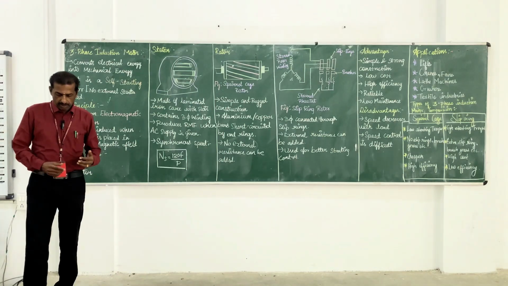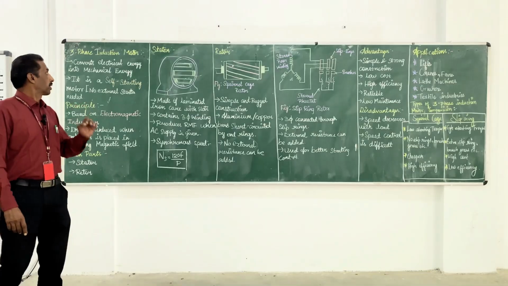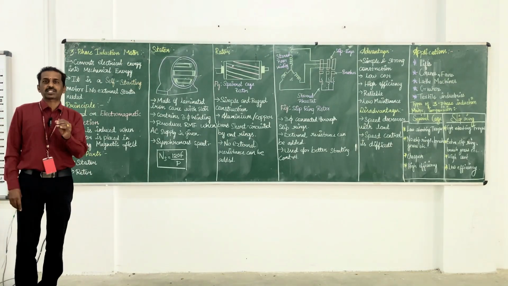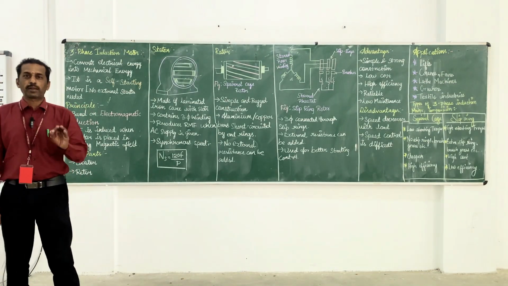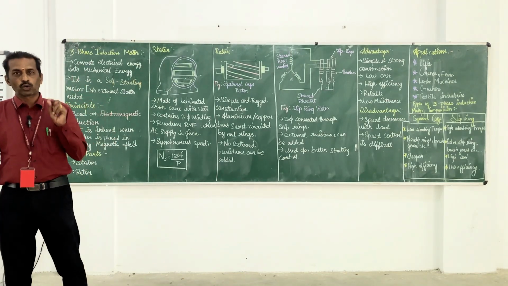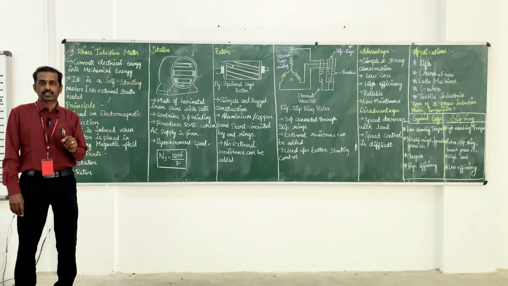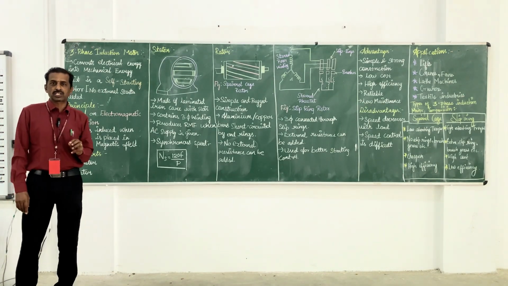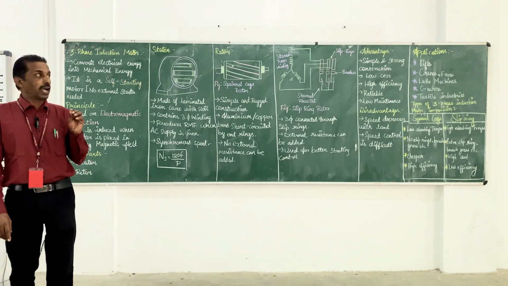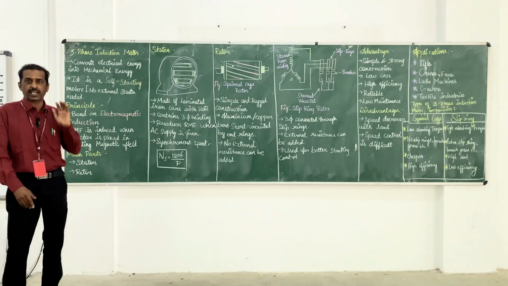Good morning. Today I am going to take up the topic of the three-phase induction motor. Generally, the three-phase induction motor has two types for the rotor side. One is the squirrel cage induction motor, and the other is the slip ring induction motor. Now I am going to discuss the three-phase induction motor rotor side.